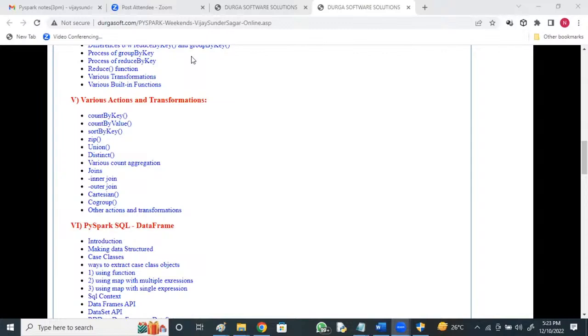Yes, structured, unstructured, and semi-structured data, taking other kinds of data too, like weblog data, URL data, JSON data, XML data. This kind of data I'll also be working with.